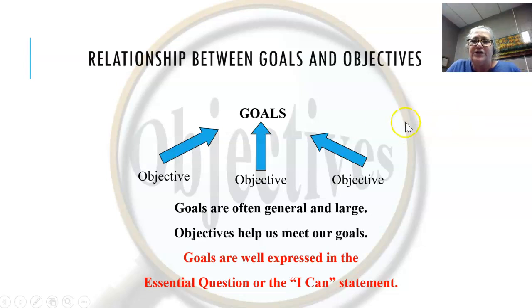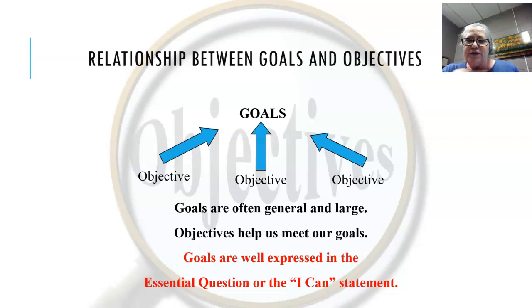Let's talk about the relationship between goals and objectives. It's the same way. It's your objectives that help you reach the goals. Goals are often very large and general, and the objectives help us get there. Goals are very well expressed in an essential question or an I can statement. So can you imagine trying to read some of those, writing all those standards on the board for your students?